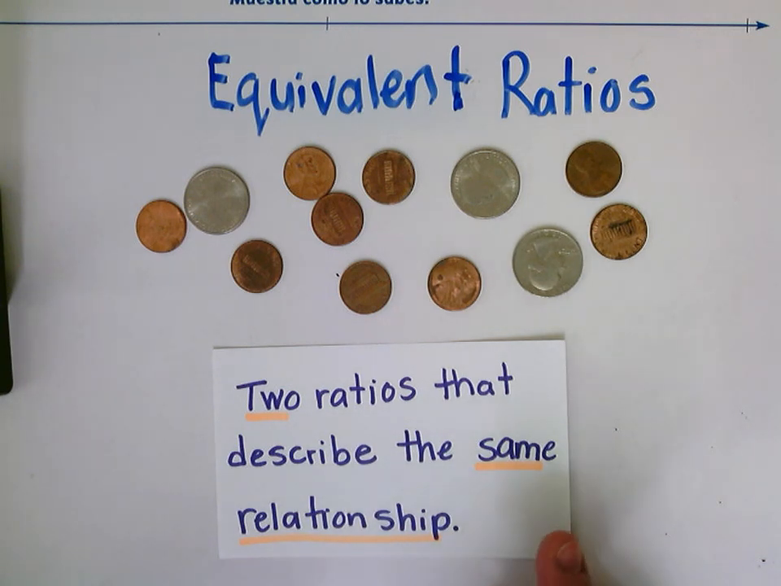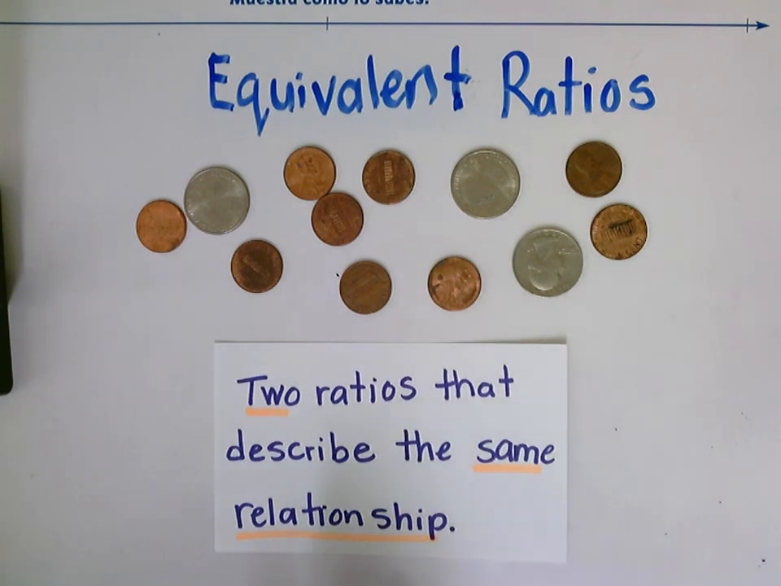Okay, so it's interesting, you usually think of relationships between people, but we can also have relationships between money, numbers, other items, things. How are things the same? How do they relate to each other? How do they compare to each other? So here we're going to have two ratios that are describing the same thing, the same relationship.